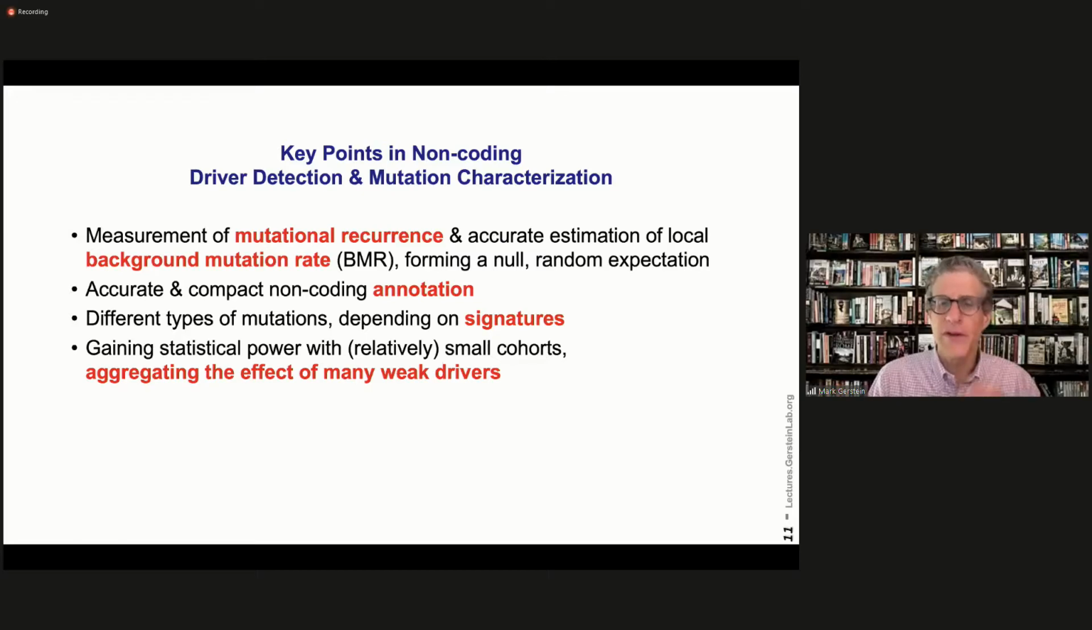So one of the key things we want to do is measure this mutational recurrence. And a big aspect here, a very technical one, is to look at the recurrence of the mutations relative to the background mutation rate. We also want to think about how we annotate the genome and find parts that are functional. Now, part of thinking about the background mutation rate is this notion of signatures, which I'm going to introduce to you in a bit. And I'm also going to talk to you about how maybe there are some mutations that are not that impactful, but in aggregate, they have a big impact. And so we're potentially going to talk about that.